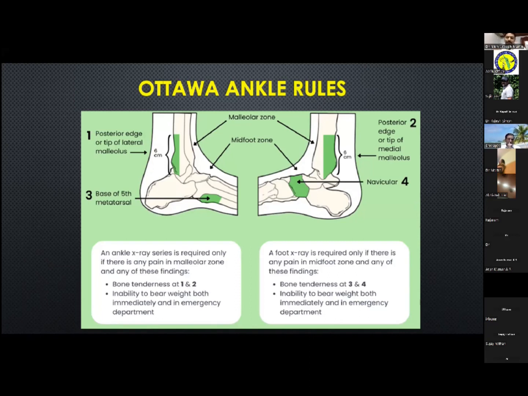After the injury, if the patient is unable to weight bear, that definitely calls for an X-ray. Usually with pain on the lateral side 6 centimeters and at the base of the 5th metatarsal, you need to consider getting an ankle and foot X-ray. It's the same on the other side also.